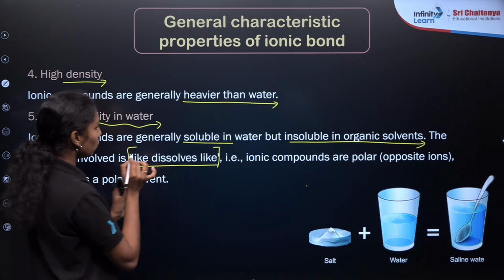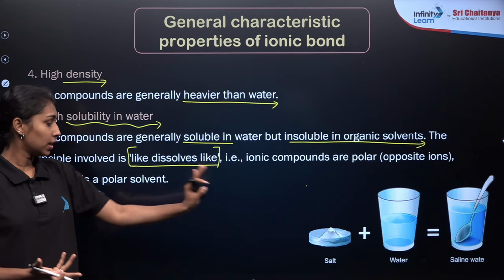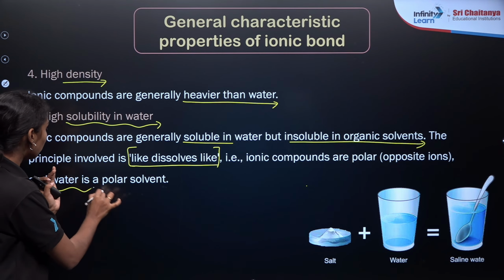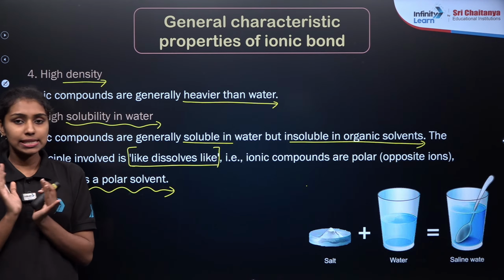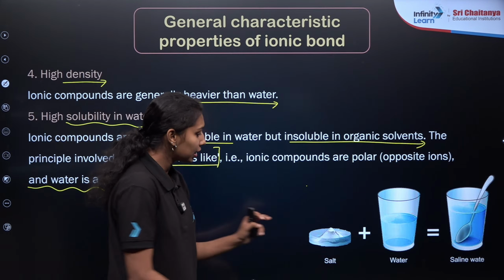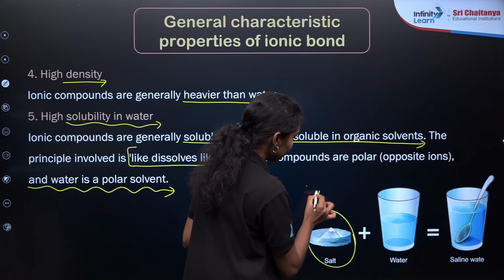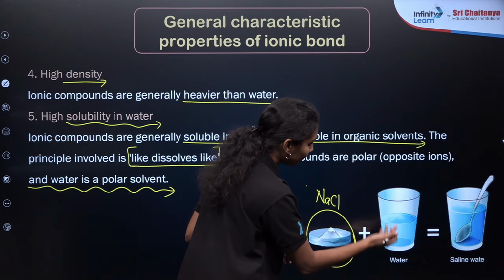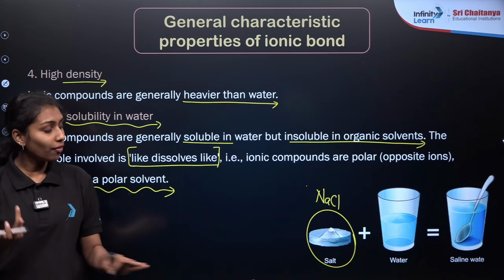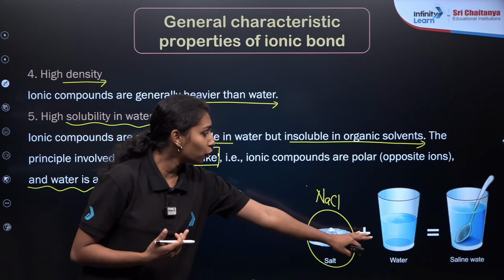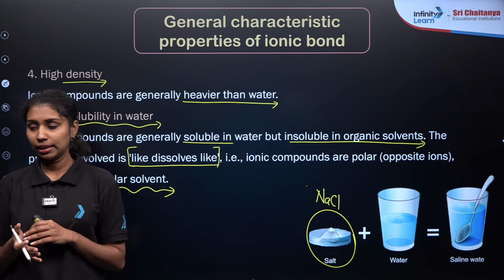Like dissolves like. So ionic compounds are polar compounds, so they are soluble in the polar solvent like water. Is that clear? A common example is given here. This is our common salt, NaCl, right? If you are adding sodium chloride to the water, obviously it will be getting the saline water, right? It is dissolved in the water to form the sodium chloride water or the saline water. Clear?